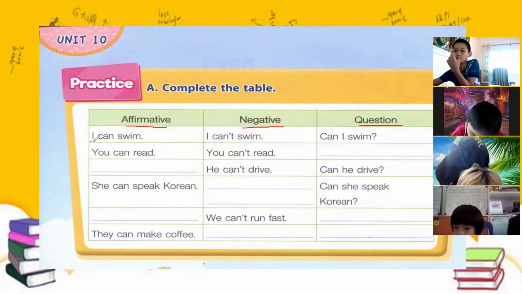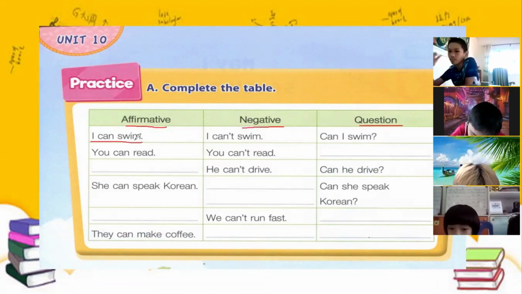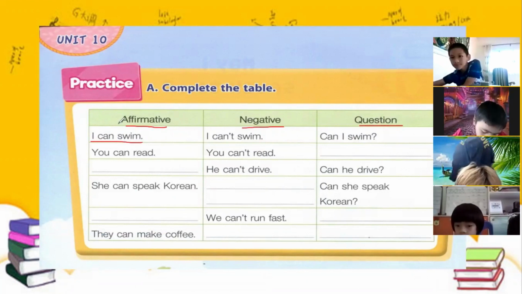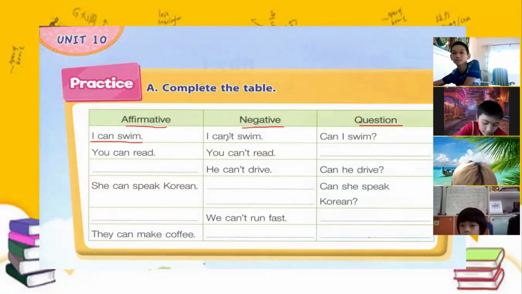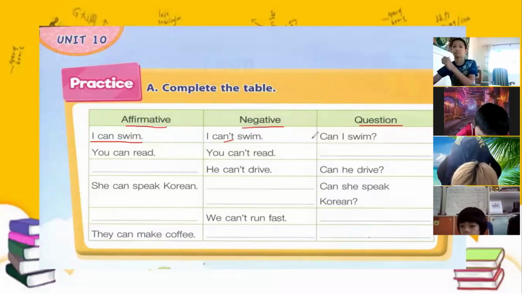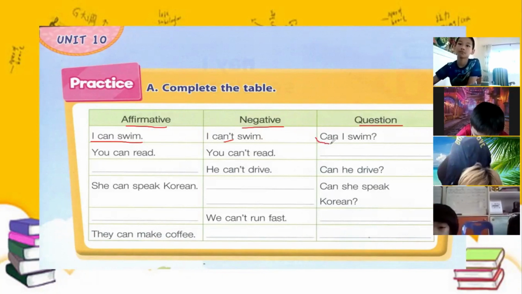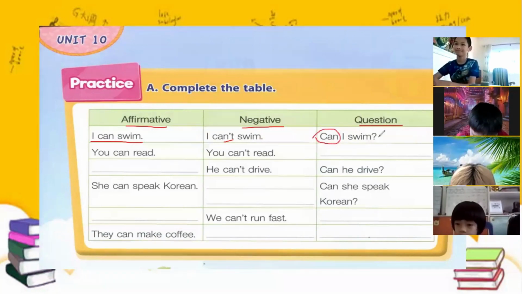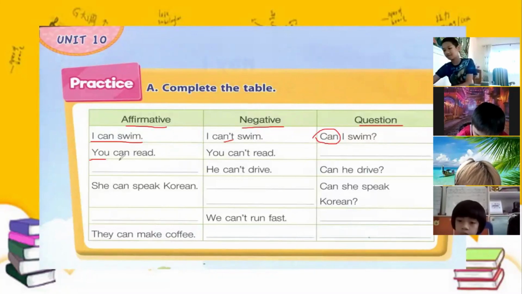So we have sentence number 1, I can swim. So it's a positive sentence, right? If you'd like to make it negative, what we have to do is use not. So I cannot swim, or I can't swim. Similarly, if you would like to make a question, can will come at the beginning of the sentence, right? Can I swim?